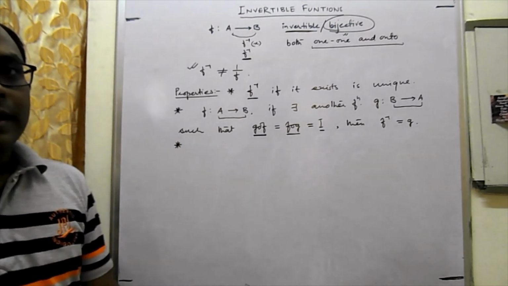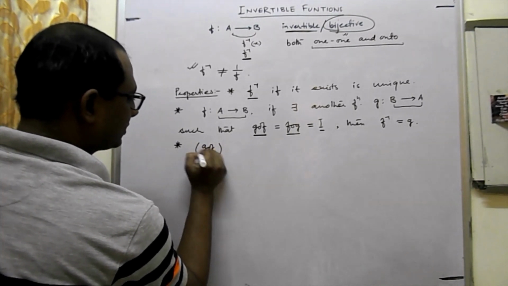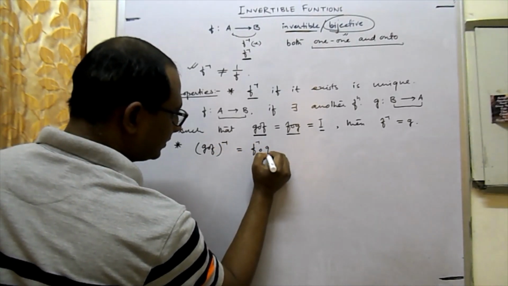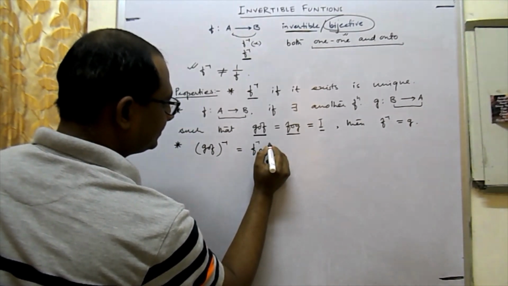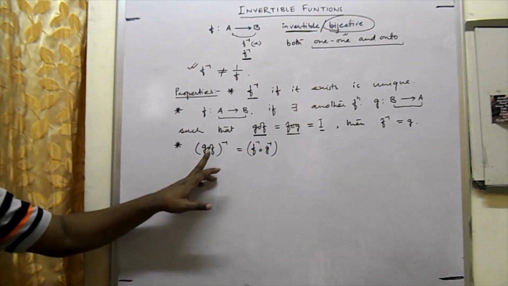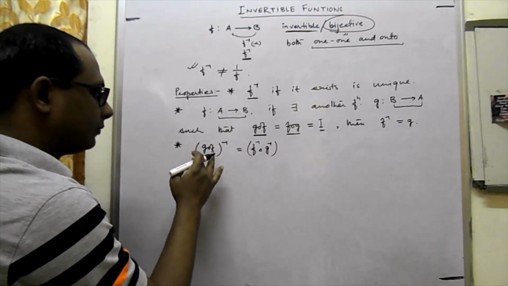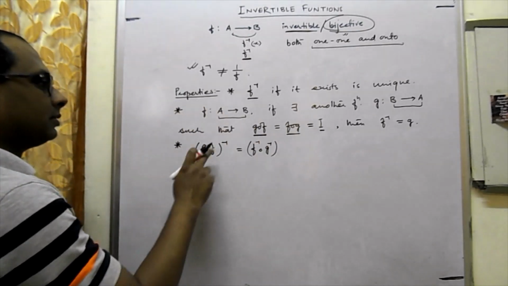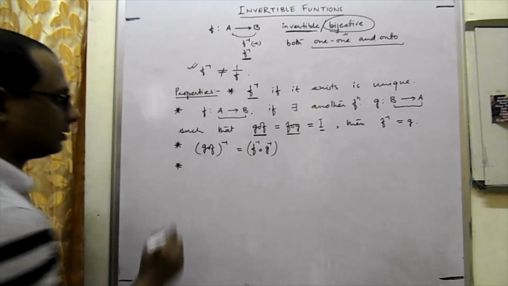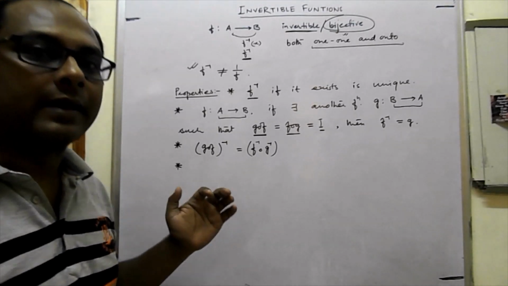The next thing we need to know: (z of f) whole inverse is equal to f inverse of z inverse. Okay, f inverse of z inverse. The order in which they are composed will change. These are a few standard results that we must know before we go and solve some problems.